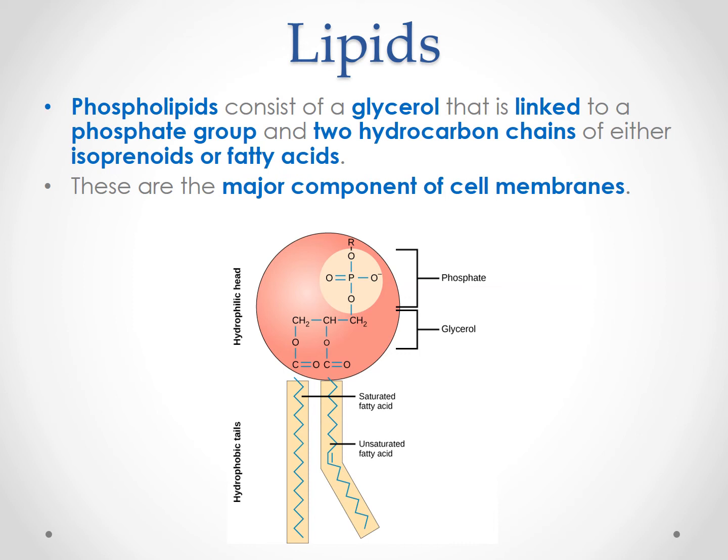In animals, they're fatty acids. There are some species like Archaea where they actually have isoprenoids as their hydrocarbon chains.